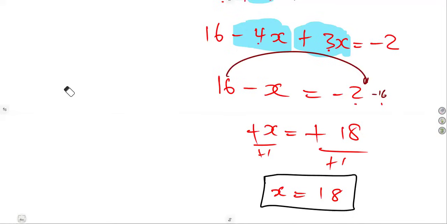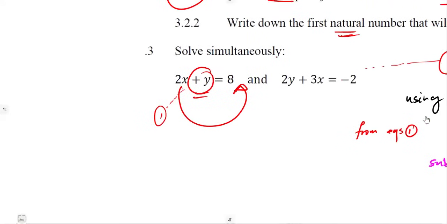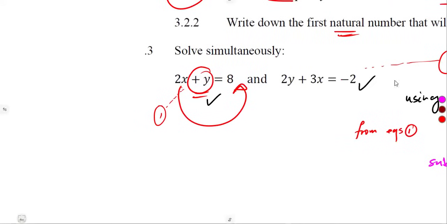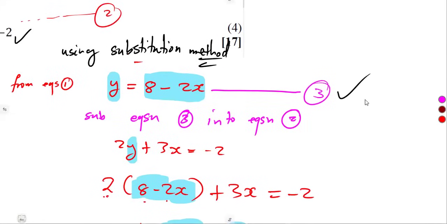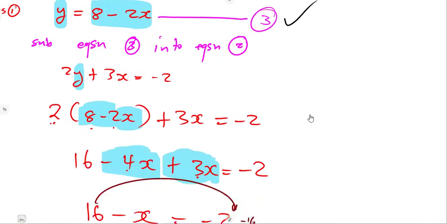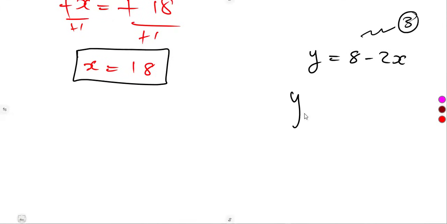So with the x that we just obtained, we are going to substitute this one to find the value of y in any one of these equations. You can use equation 1, you can use equation 2, you can also use equation 3. As we can see, equation 3 is easier because y is already the subject. y is equal to 8 minus 2x. So from equation 3, y is equal to 8 minus, in place of x, we are going to put the 18 that we are given.